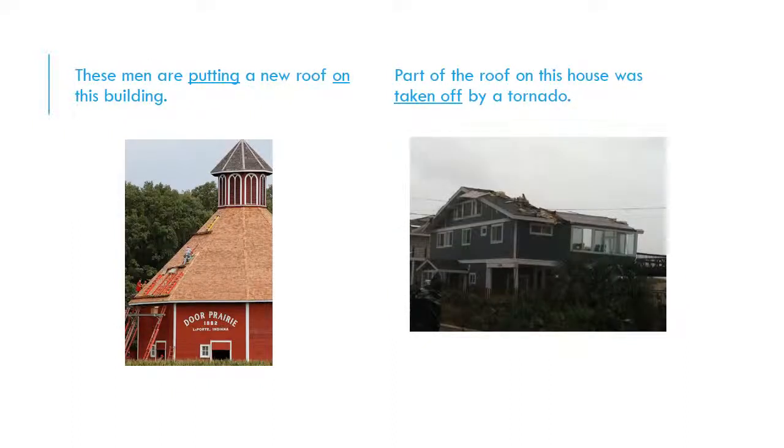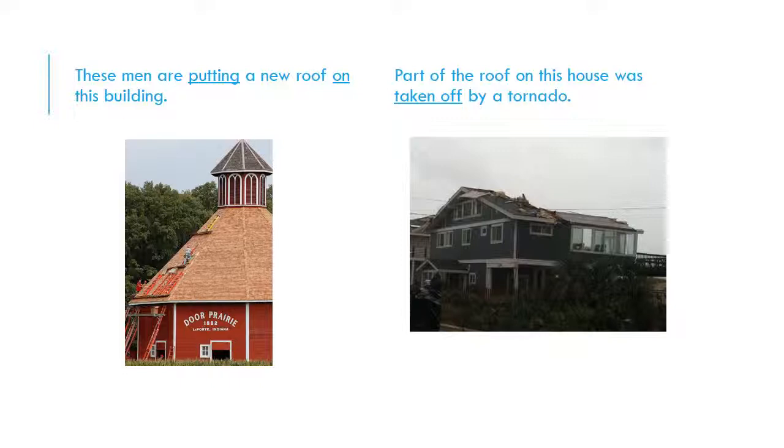This is like a barn on the left, something like this. And you can see that there are men working on the top of the building. The top of the building is called the roof. In fact, they are replacing the roof. They are putting on a new roof. So these men are putting a new roof on the building.